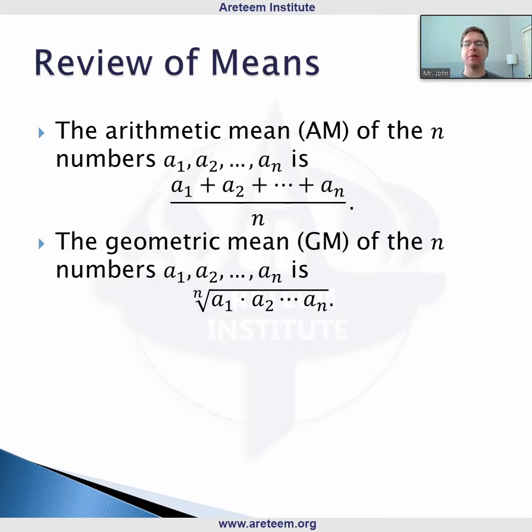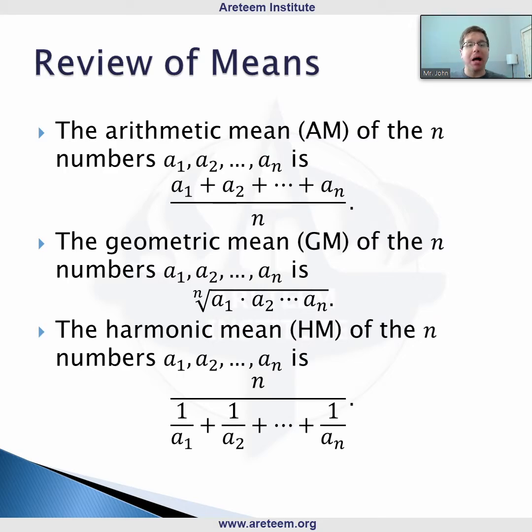There's also, however, the geometric mean. Where the arithmetic mean is with adding, right? Arithmetic, adding, arithmetic sequence. Geometric mean, multiply. So instead of adding and dividing by n, we multiply everything out and take the nth root.